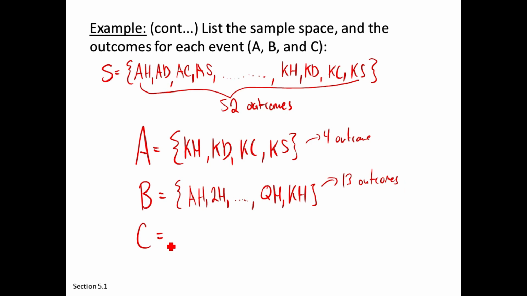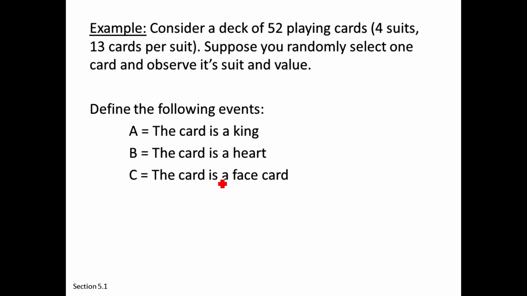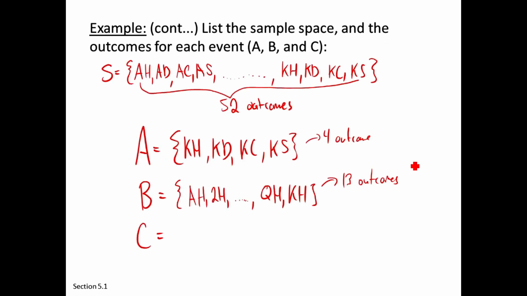C was a face card. So how many face cards are there? It depends on what you count as a face card. If you count an ace, it's 16, but by convention aces are not face cards because they don't have faces on them. Jack, queen, and king are what we consider face cards because they literally have faces on them.